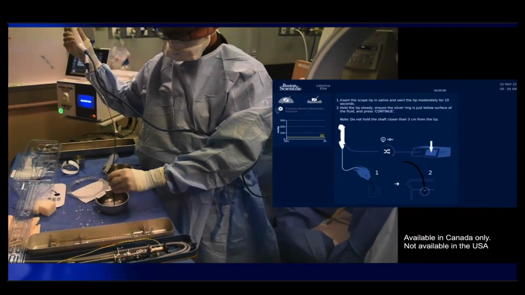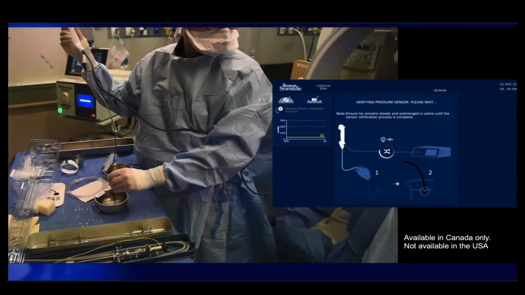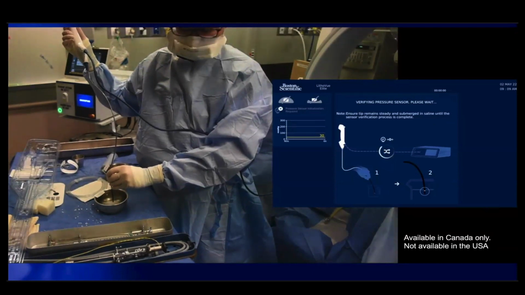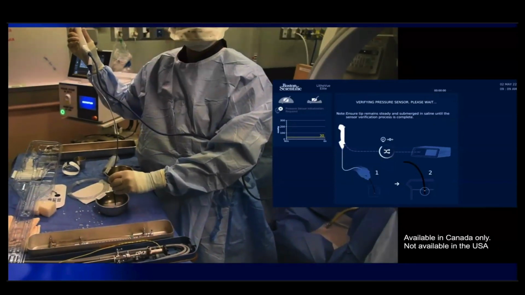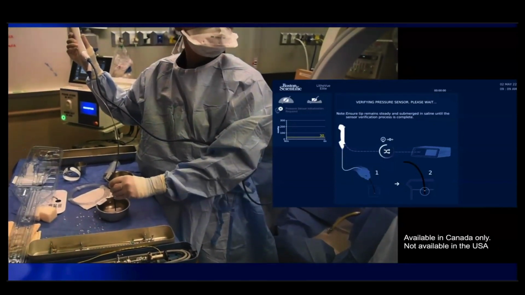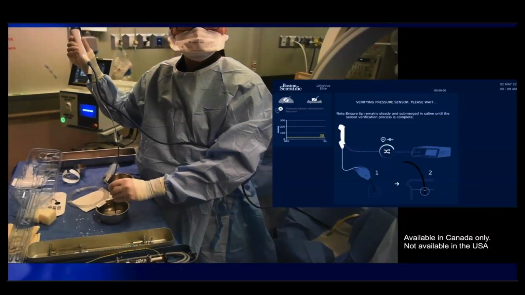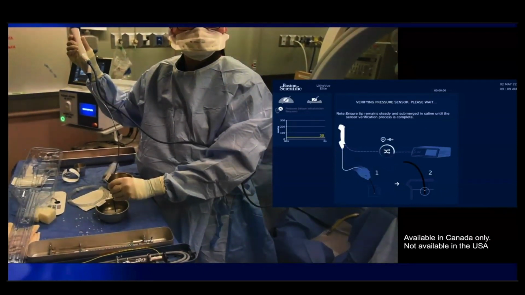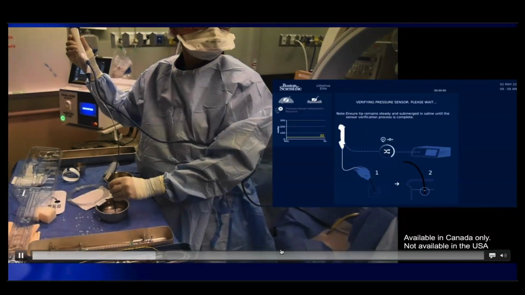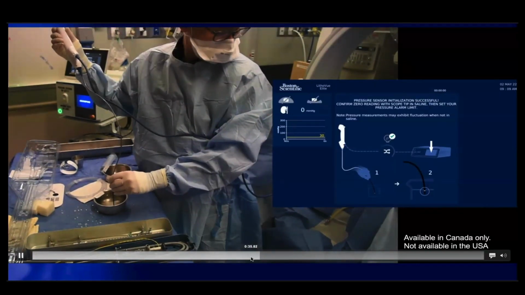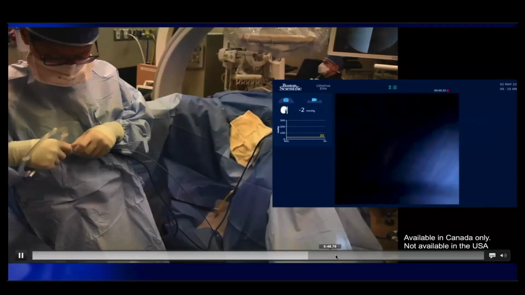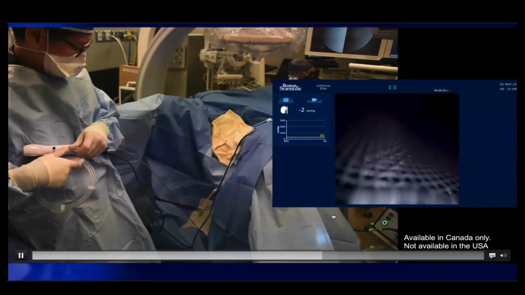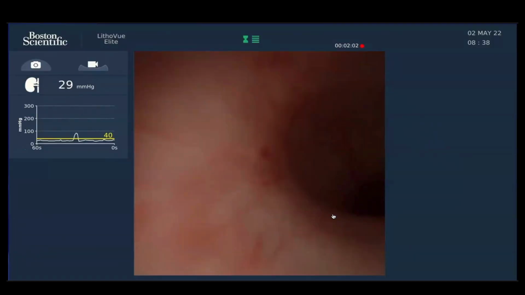Right here, we're just zeroing the device. It has to get used to the atmospheric pressure. You need to put it under some water. And then after it has been calibrated, we are able to go ahead and place it inside the patient. This takes just a few more seconds, and then it'll tell you that it's ready to go. Once that's done, you can insert it into the patient.